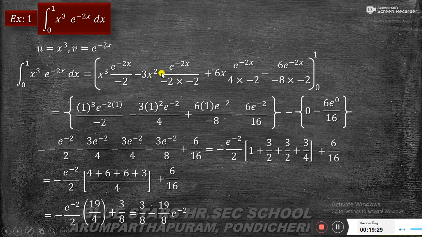Next plus u double dash, that means 3 into differentiation of x square is 2x, 6x into, again I integrate this e power minus 2x by minus into minus 4 into minus 2. Next again minus 6 into, that means again I differentiate, 6 into differentiation of x is 1, so 6 into, and next I integrate this e power minus 2x. Integration of the e power minus 2x is e power minus 2x into that minus 2 to divide, so minus 8 into minus 2, therefore 0 to 1.